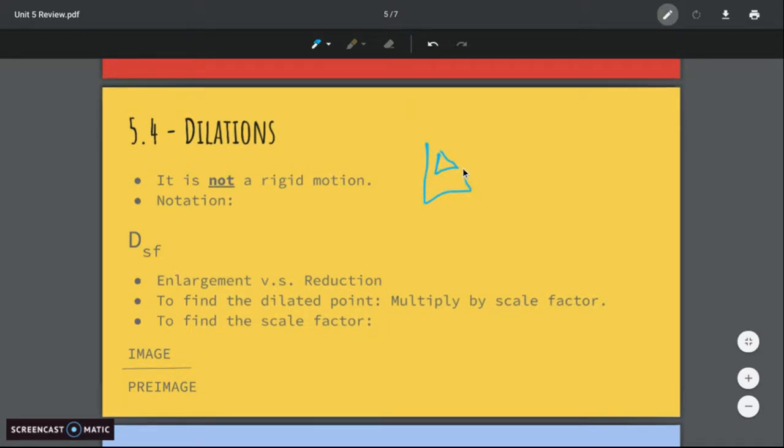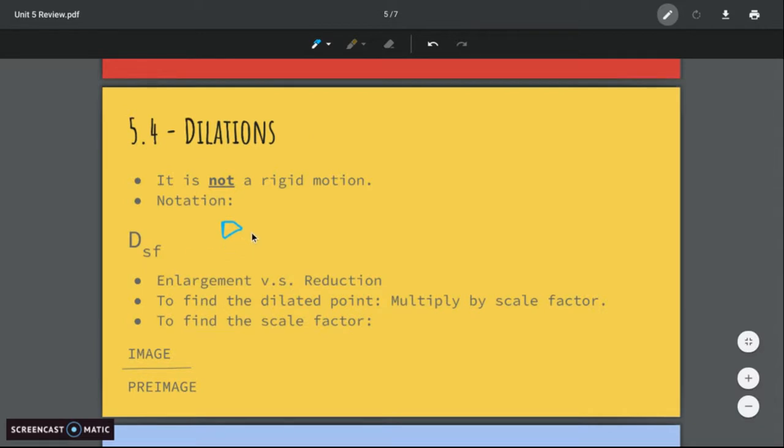Think about when your eye gets dilated. Hopefully that doesn't happen to you, but sometimes that happens if you have an eye issue. That's not the case for me. But notation is D, uppercase D for dilation, and then scale factor, SF. And really, you could use any letter for this. This is at least just how I knew it.